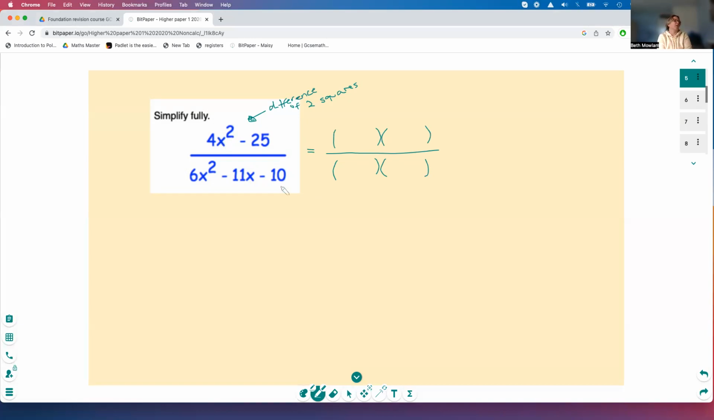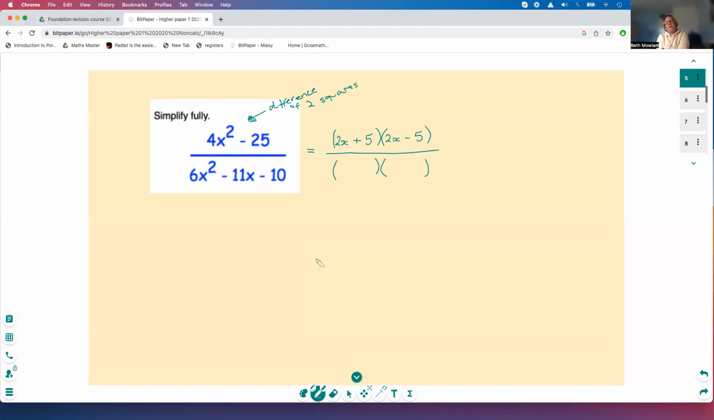Now, in order to factorize that, all you need to do is square root both. So the square root of 4x squared is going to be 2x. So each bracket is going to have a 2x in it. Square root of 25 is 5. So each bracket is going to have a 5. And then one will be positive, one will be negative. So if it's 2 square numbers and they're being taken away, it's what we call the difference of 2 squares.